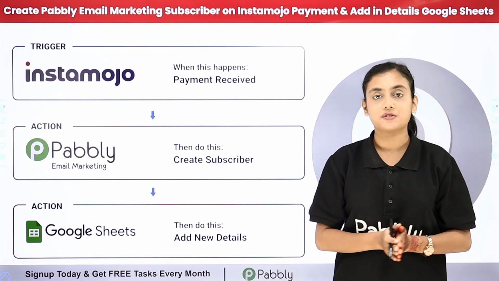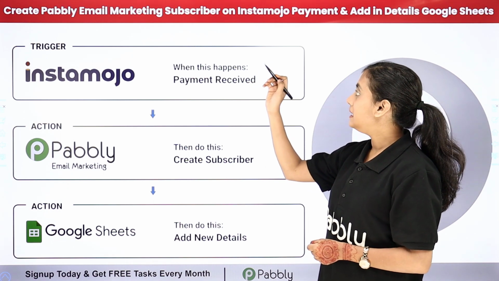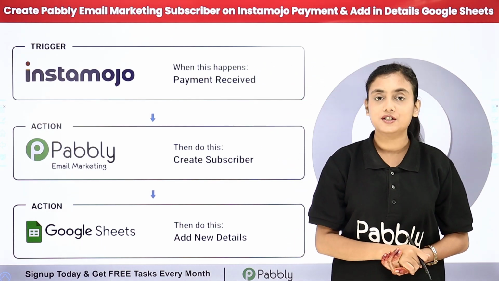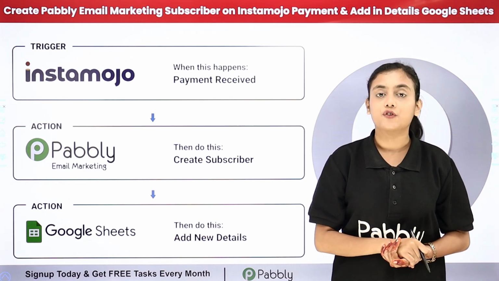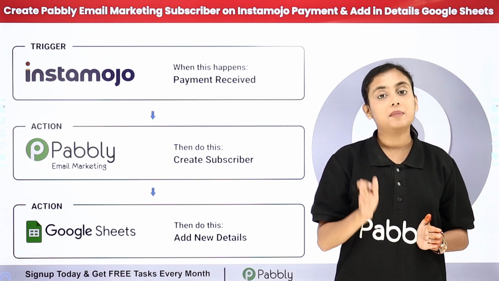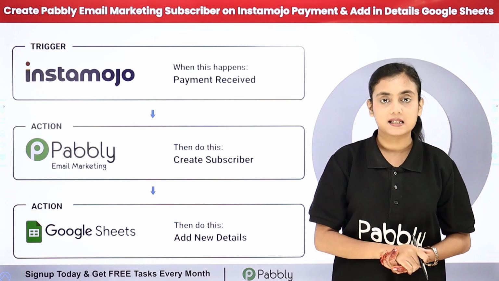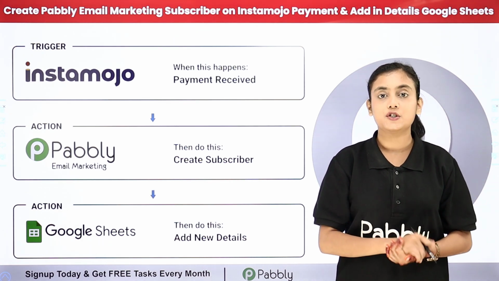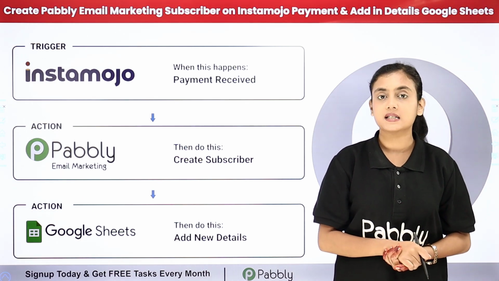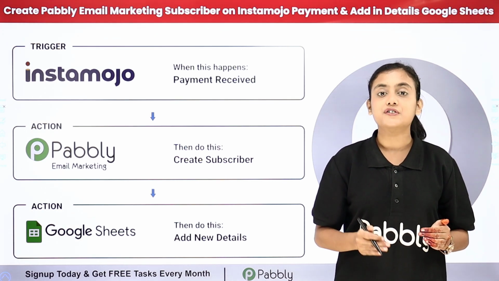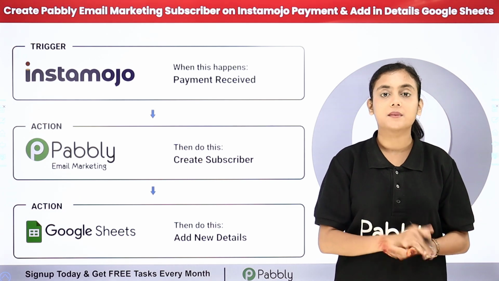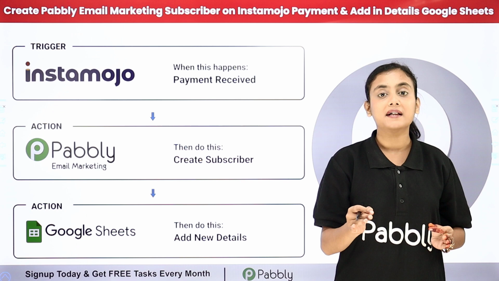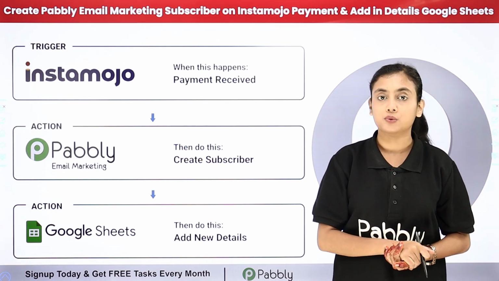In this video we're going to learn how to create a Pabbly email marketing subscriber on Instamojo payment and add details in Google Sheets. So I am an owner of a business and I collect the payments of my business using Instamojo. Here what I want is that as soon as a payment is done by any of my customers using Instamojo, I want to first create that customer as a subscriber in my Pabbly email marketing account. And with that, I want to add the details of the payment being done in my Google Sheets.